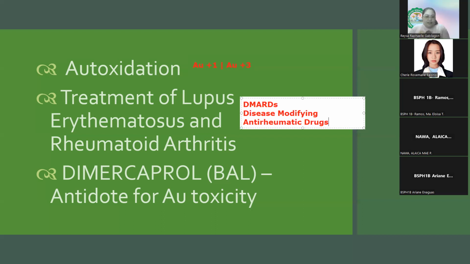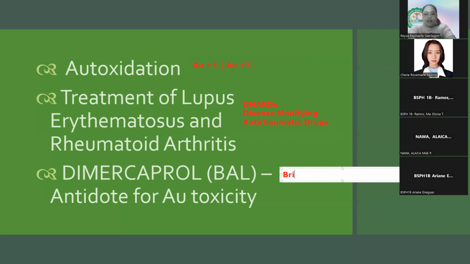Okay? Now, we also have an antidote for gold toxicity. Since this is a heavy metal, it's also toxic when consumed in large amounts. So our antidote for that is dimercaprol, or what we call BAL. BAL stands for British anti-lewisite. You really have to take note, because not all of these things are seen in my slides, and if you rely only on my slides, you will not listen, you will not take note, and we will have a hard time in the exam. So again, BAL is called British anti-lewisite.